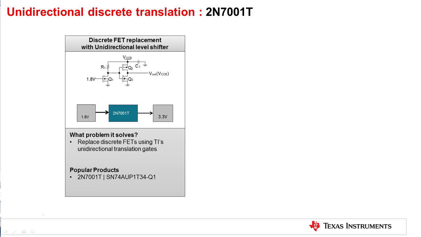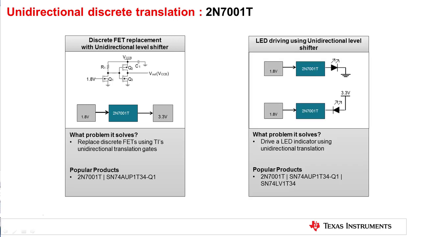It is offered in the tiny 0.64 millimeter square X2SON DPW package, as well as in the standard leaded SOT DCK package. With the 12 milliamps drive on the output channel, it can also be used as a unidirectional buffer to drive LEDs as shown on the right.